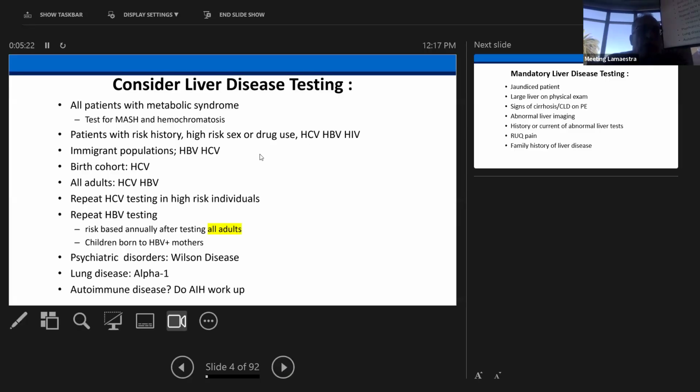Very important in our society with so much obesity to be thinking about fatty liver in every patient. So any patient with any components of metabolic syndrome and elevated liver tests should come to our clinic. Any patient with abnormal liver imaging, ultrasound, CT, MR, even if they have normal liver enzymes, should come to our clinic.